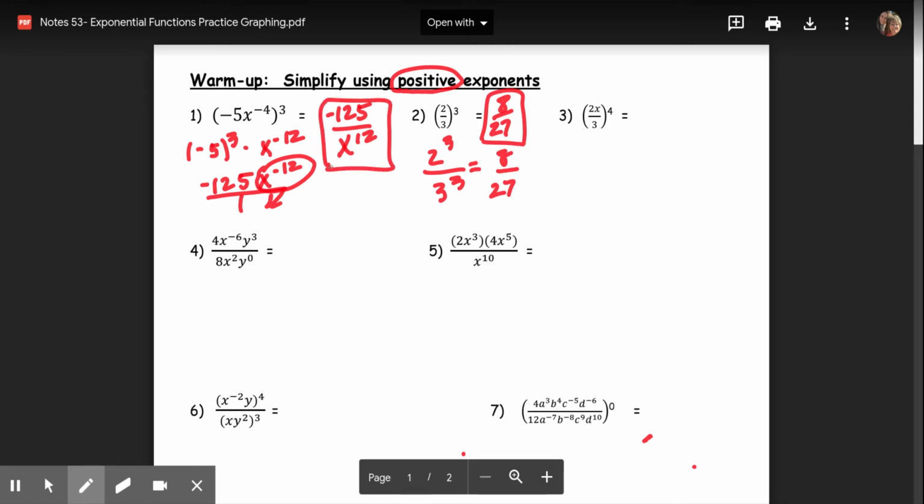Number 3, again, you're going to take all the numerator and raise it to the 4th power and all the denominator. So this would look like 2x quantity to the 4th power all over 3 to the 4th power. So basically that means 2 to the 4th times x to the 4th. 2 to the 4th, 2 times 2 is 4, 4 times 2 is 8, 8 times 2 is 16, x to the 4th. Okay, so that's all in the numerator.